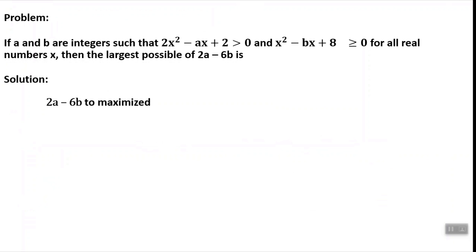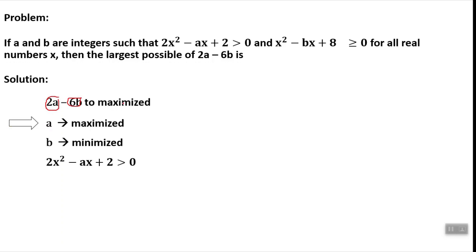If you want to maximize this expression 2A minus 6B, then the first term 2A should be maximized and 6B should be minimized. Let us keep that in mind as we work. Now let us work with the first quadratic. Remember, the square of a real number is always greater than or equal to 0. Here we are dealing with an expression which is always greater than 0.